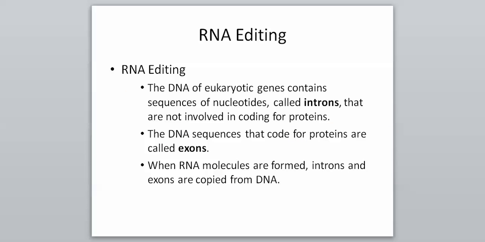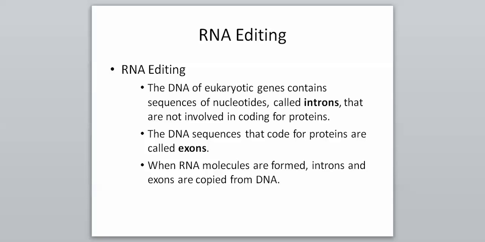Now some RNA editing, going along with this process. The DNA of eukaryotic genes contains sequences of nucleotides that are called introns, and these are not involved in coding for proteins. This is almost the opposite of what you think. If you think introns, that would almost mean inside, that it's going to be included, but they are not involved in coding for proteins. However, our DNA sequences that will code for proteins are called exons. Again, it sounds kind of opposite, but you need to keep those two straight: exons are going to be involved in our coding.